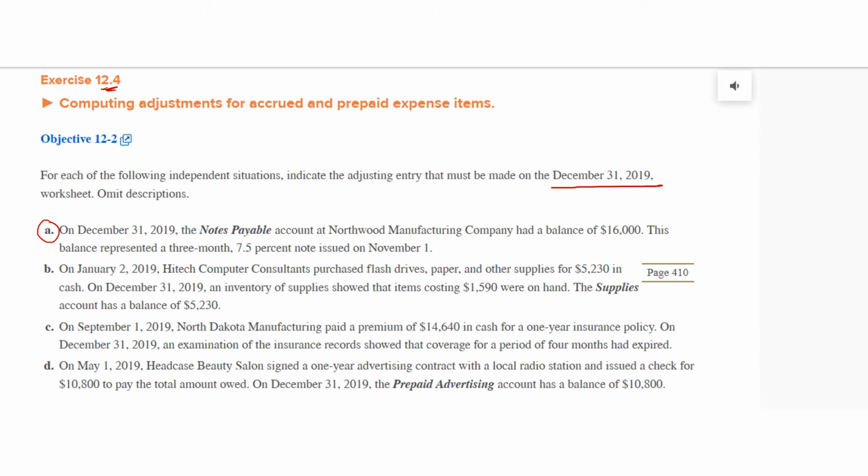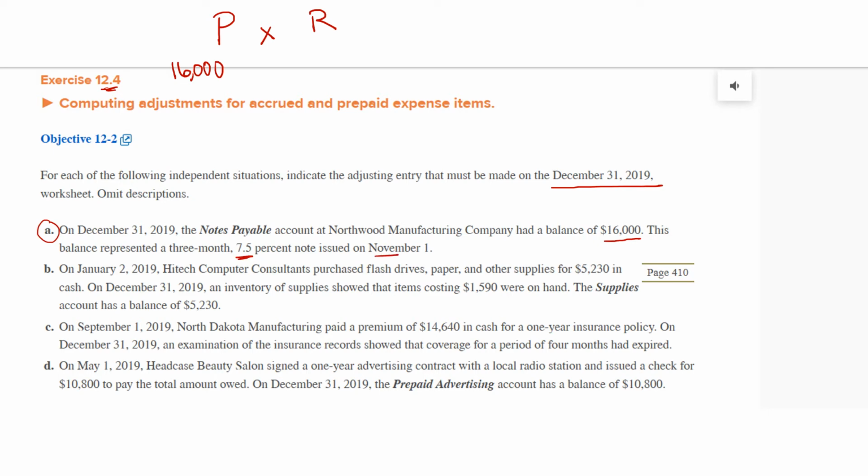So on letter A, this is a notes payable. It says on December 31st, 2019, the notes payable account at the Northwood Manufacturing Company had a balance of $16,000. So basically, if you go back to the previous slide on our interest calculation, that $16,000 is going to represent what's called the principal. So I'm going to write this up here. $16,000 is the principal. And then remember, we're going to multiply that by the interest rate. In this case, it says it's a 3-month, 7.5% note issued on November 1st.